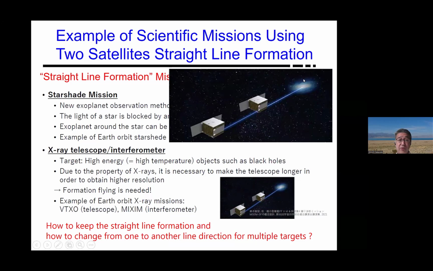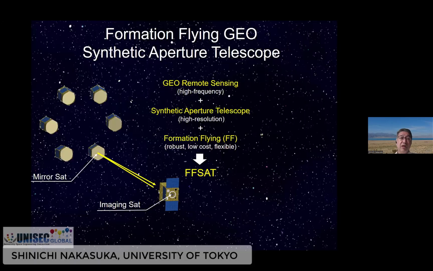And in the X-ray telescope interferometer, this is, for example, an X-ray source. And we have two satellites, which can have a long focal length, something like an X-ray optical system, to obtain high resolution of this X-ray source. So in this kind of straight line formation case, we should consider how to keep the straight line formation using some delta V and so on, and how to change from one target to another target for multiple targets.